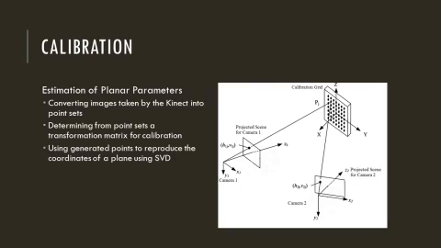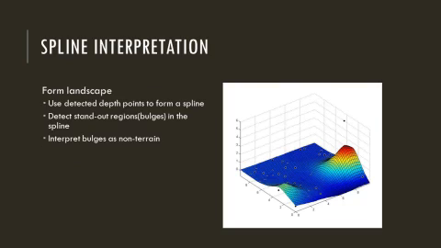In order to analyze the segments against templates, we must first run the calibration algorithm. The calibration works by estimating the planar parameters. It converts the images taken by the Kinect into point sets, and then from point sets a transformation matrix is created. Using the generated points and the transformation matrices, we reproduce the coordinates of a plane using the singular value decomposition. In the case of an aerial view, a spline may be formed from the depth data.